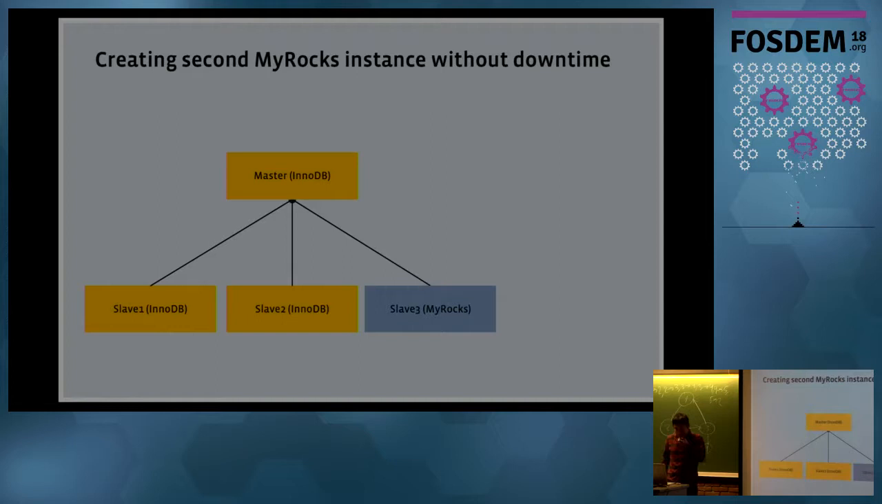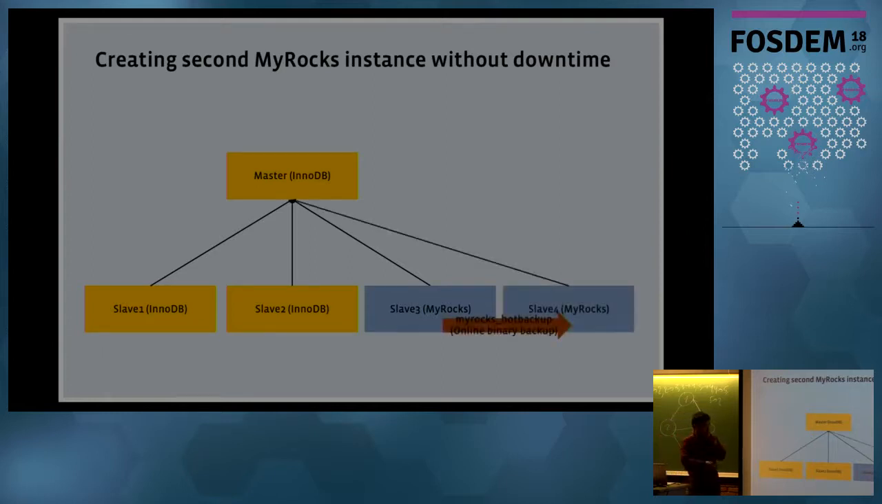The second step was creating a second MyRocks instance without downtime. This was pretty easy because the first MyRocks instance was ready. To copy another MyRocks instance, we created an online backup tool called MyRocks Hot Backup, which is also open source. We used this tool to copy from the first MyRocks to the second MyRocks.